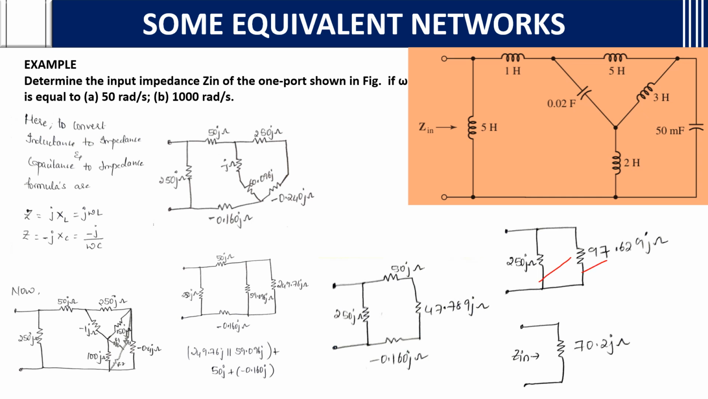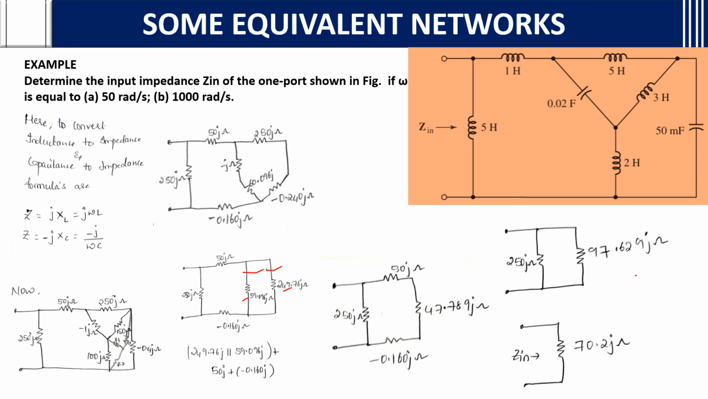Again, these two are in parallel. Parallel, you know that 250 J into 97. Wait, here there is no place. So what I'll do is, consider this as R1 and this as R2. For the parallel equation, how will you do it? R1 R2 by R1 plus R2. I hope you are understanding it. You need to know basics.